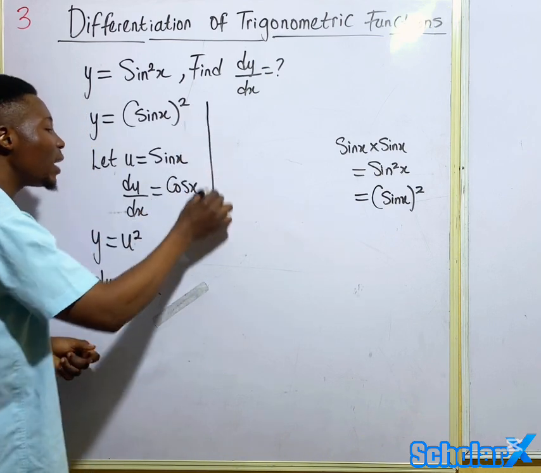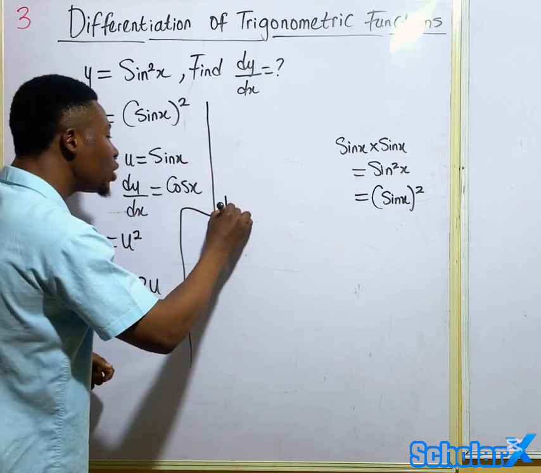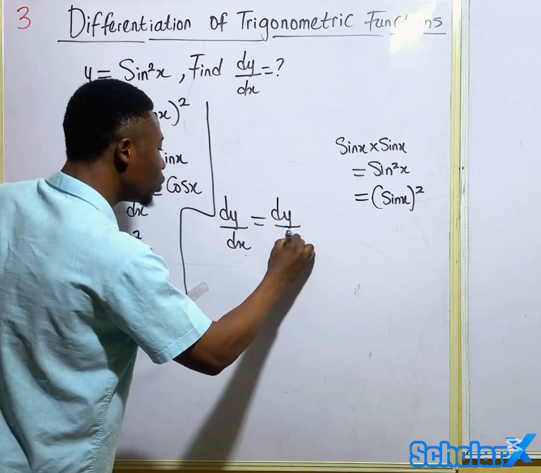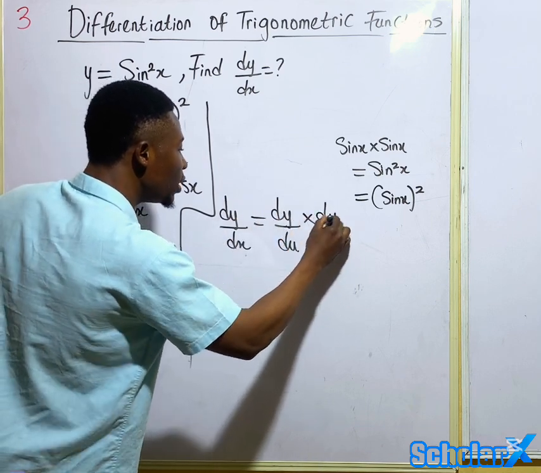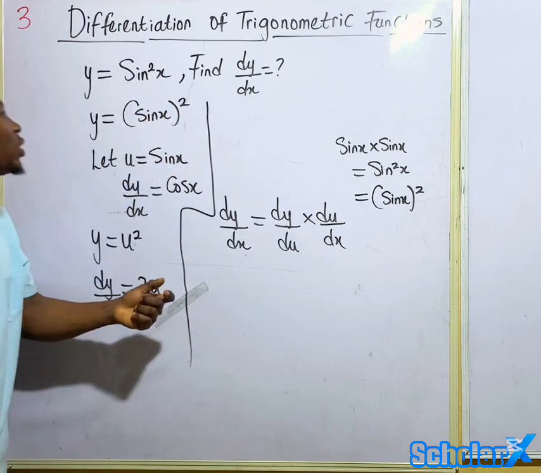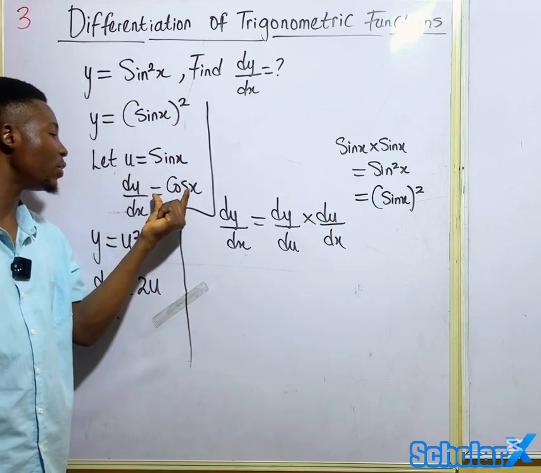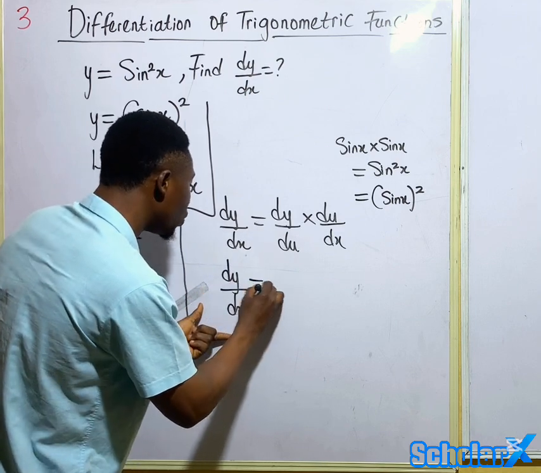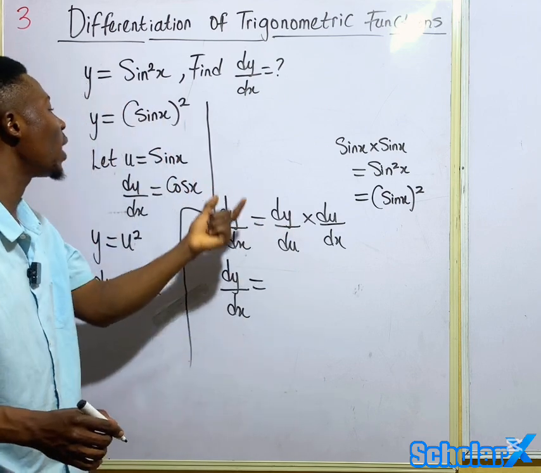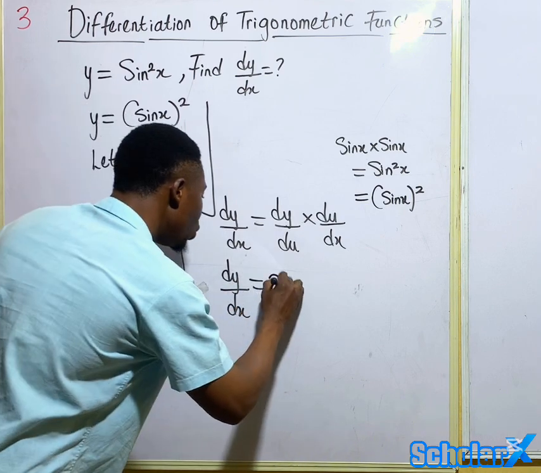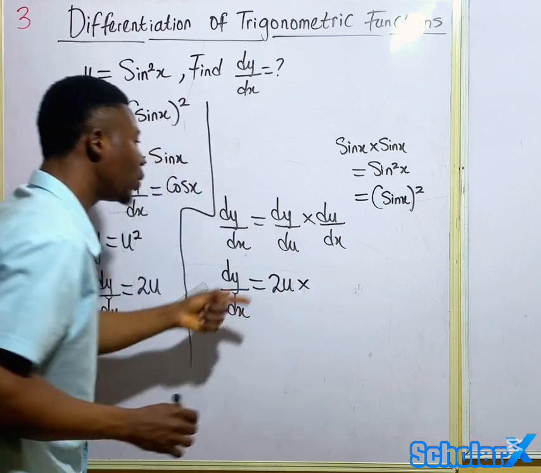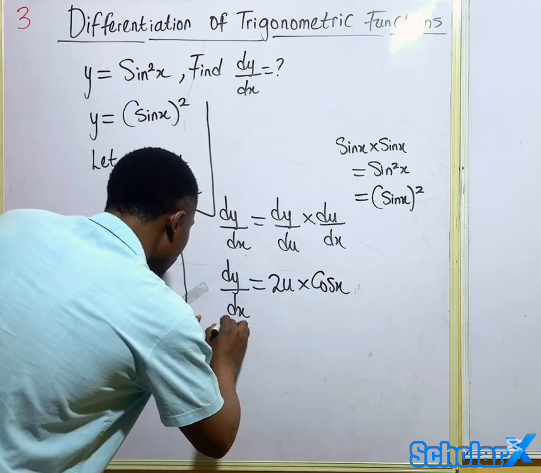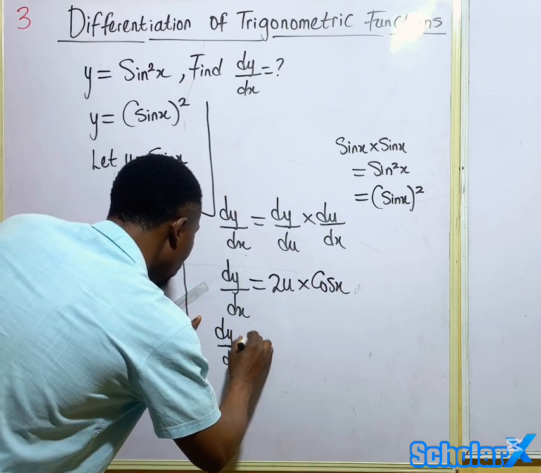So finally, what will be your dy/dx? Your dy/dx is simply going to be your dy/du times your du/dx. That means what you differentiated here multiplied by what you differentiated here. So it becomes that your dy/dx is going to be equal to your dy/du, that is 2u, multiplied by your du/dx, which is cos x.